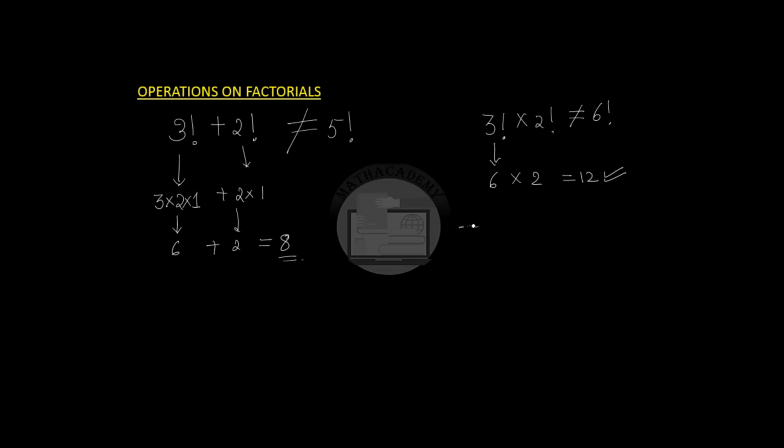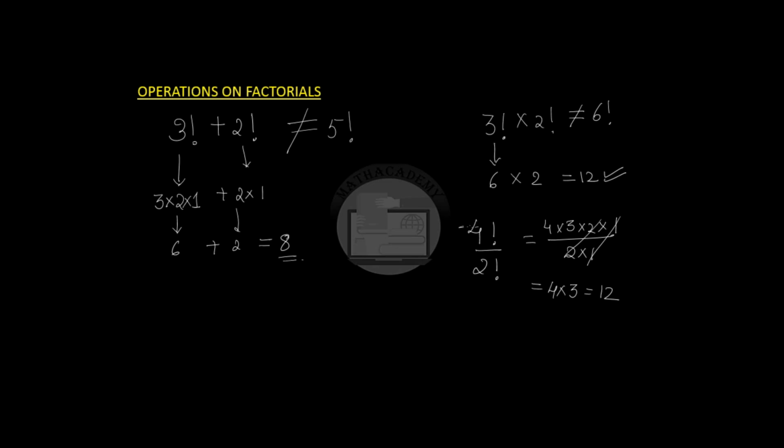Suppose we have to divide factorial 4 by factorial 2. So factorial 4 is 4 times 3 times 2 times 1, and factorial 2 is 2 times 1. Cancel out the common factors. We are left with 4 times 3, which is 12. So I hope how to perform operations on factorials is clear to everyone.